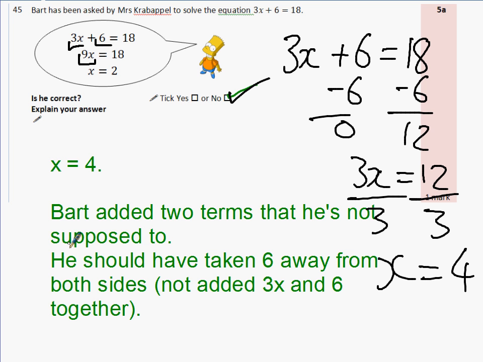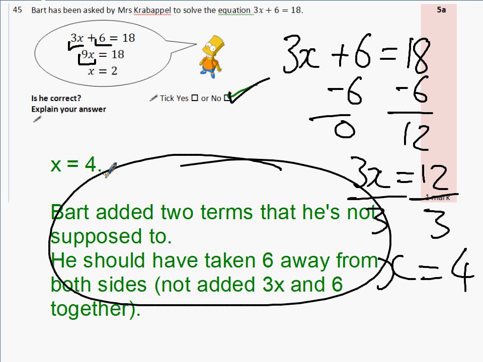So we can write an explanation like that, or to that effect. Bart added 2 terms that he's not supposed to. He should have taken away 6 from both sides, not added 3x and 6 together. So it's that kind of an answer that you want to be giving, a full explanation of what he did wrong and what he should have done.